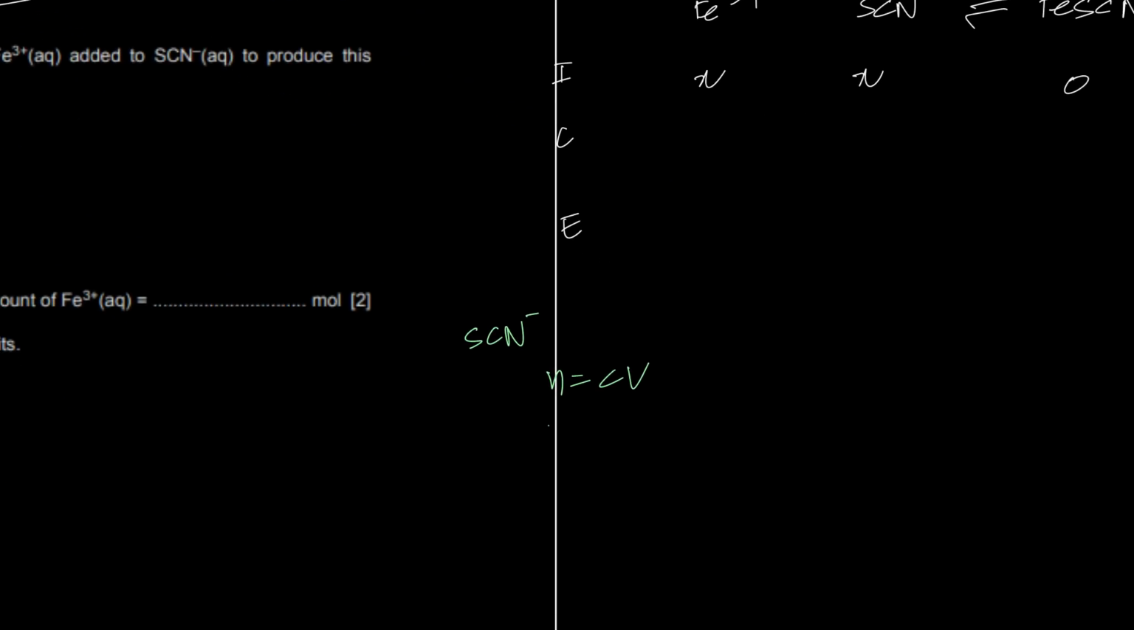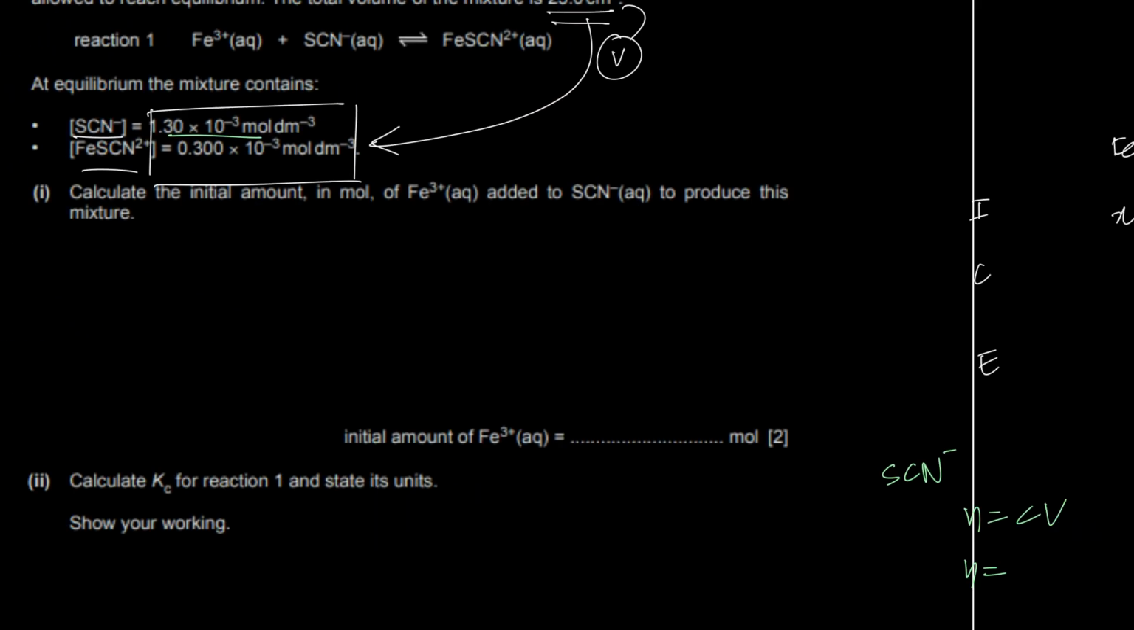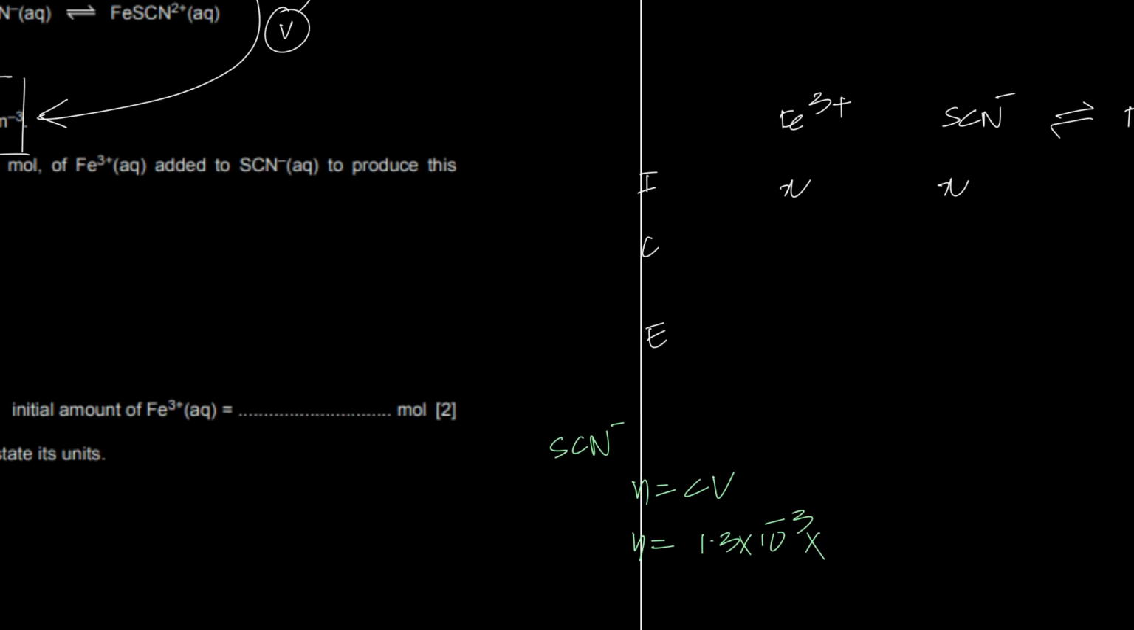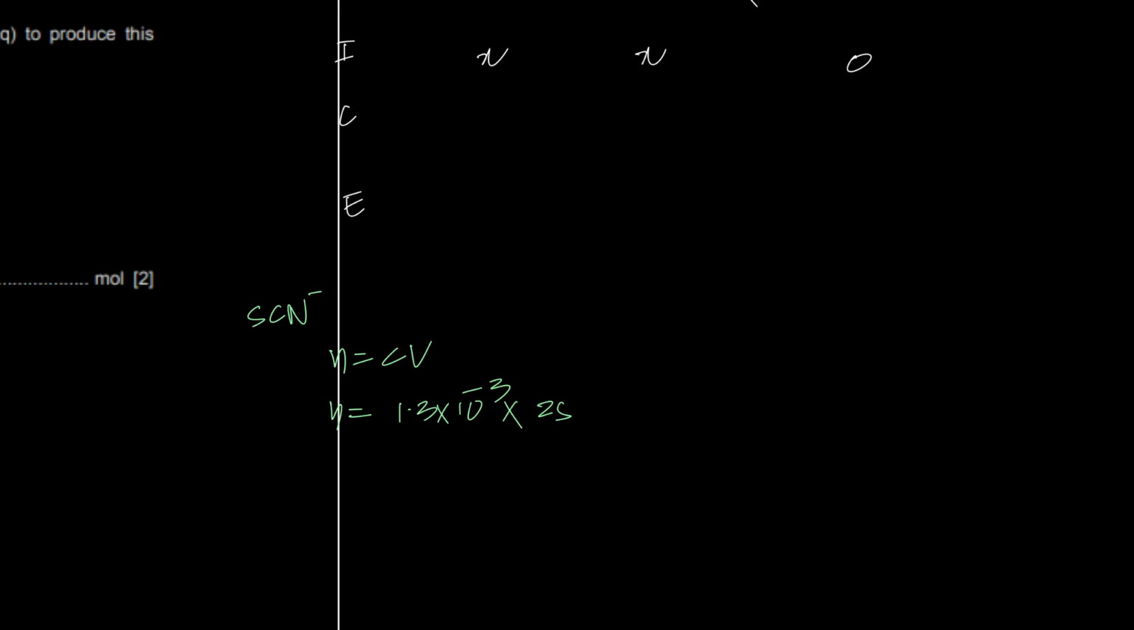Moles I need to figure out of SCN-. Concentration at equilibrium is 1.3 × 10^-3, right? And volume is what? 25 cm³ converted into dm³. So 25 × 10^-3. Right? 25 divided by 1000 or 25 × 10^-3. You should now be clearly comfortable with these minus 3s and whatever. So what do you get? How many moles do I get, sir? Help me out, please. How many moles do I get at equilibrium?